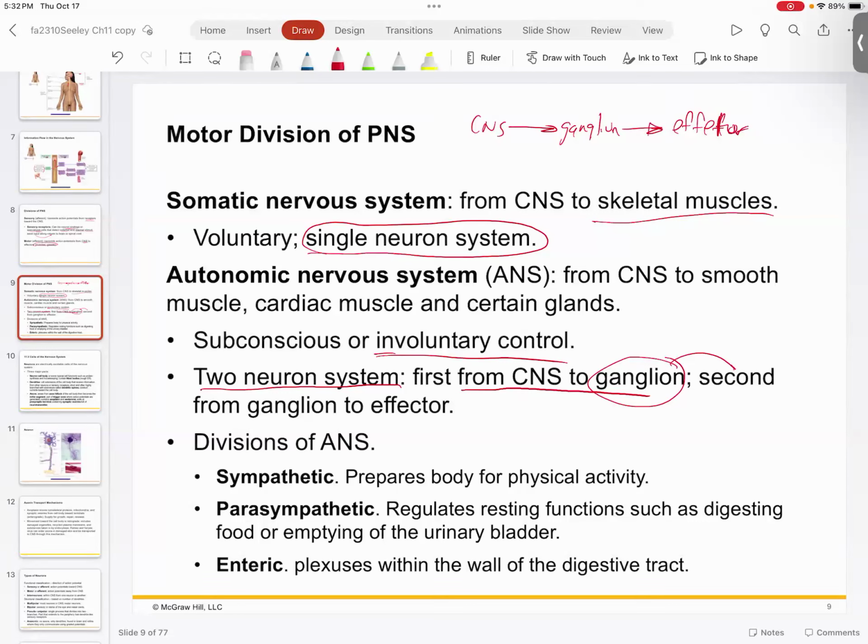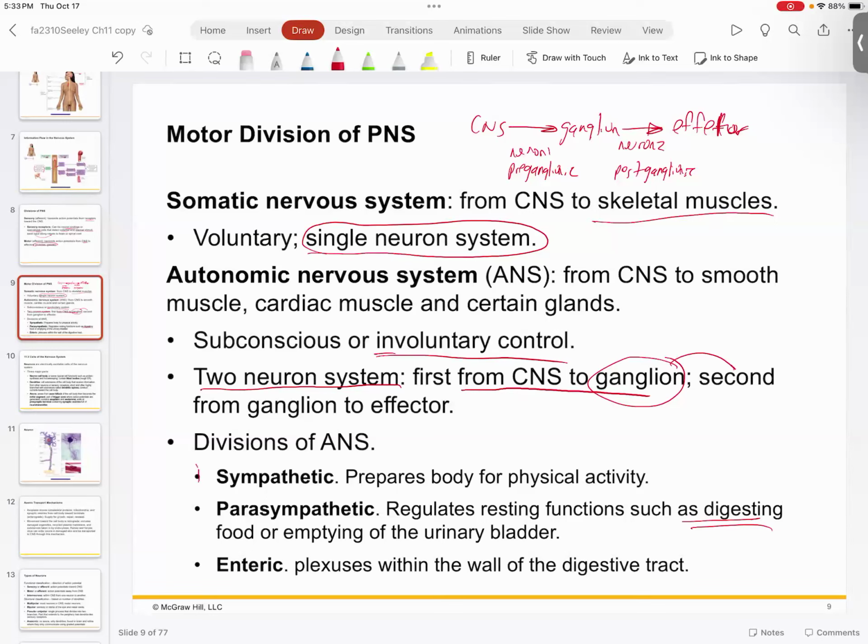So you have basically two neurons. This is neuron number one, what's called the preganglionic. And this is neuron number two, which is postganglionic. That's common between the divisions of the autonomic nervous system, which are the sympathetic, which is going to be your stress response, and the parasympathetic, which is basically associated with at-rest functions, digestion, things of that nature.